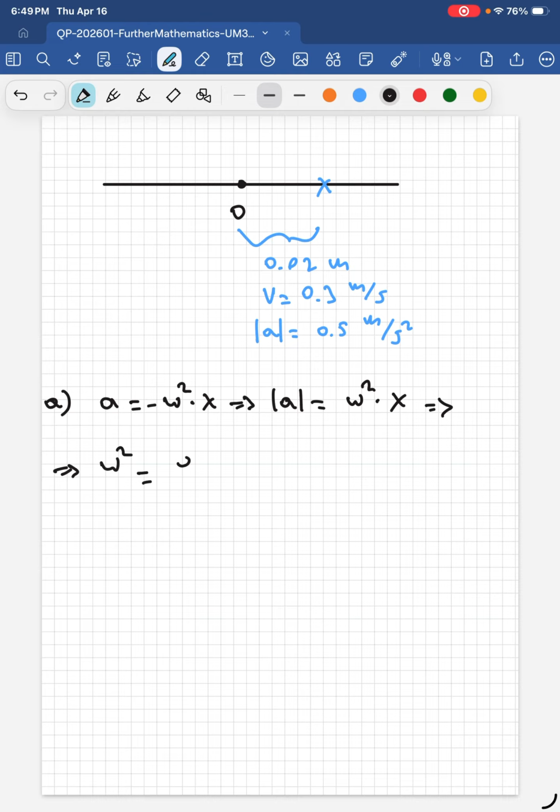So this is equal to 0.5 over 0.02, and the units are meters per second squared, and then we have meters due to the distance in the denominator. So this has units of seconds to the minus 2, which makes sense because omega squared has units of seconds to the minus 2. So omega squared is 25 seconds to the minus 2. It's actually radians per second squared, but okay, let's move on.